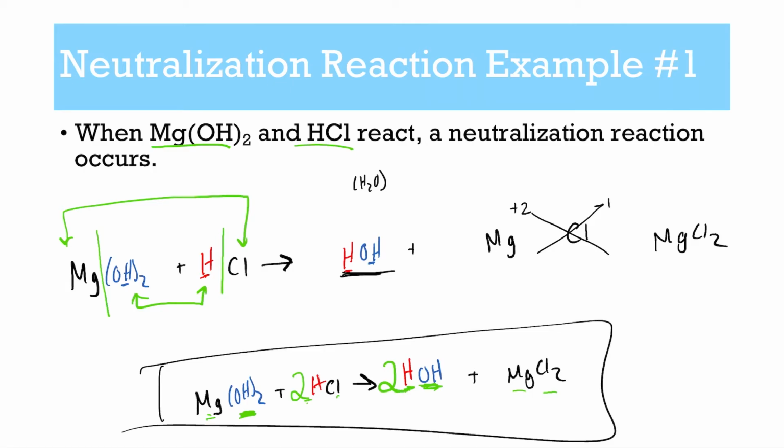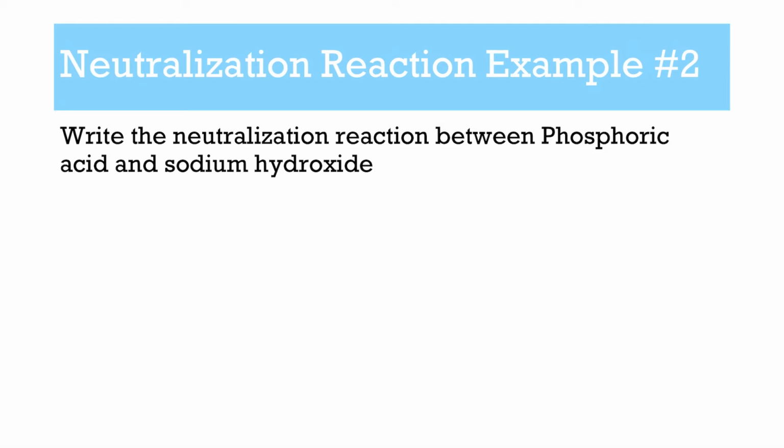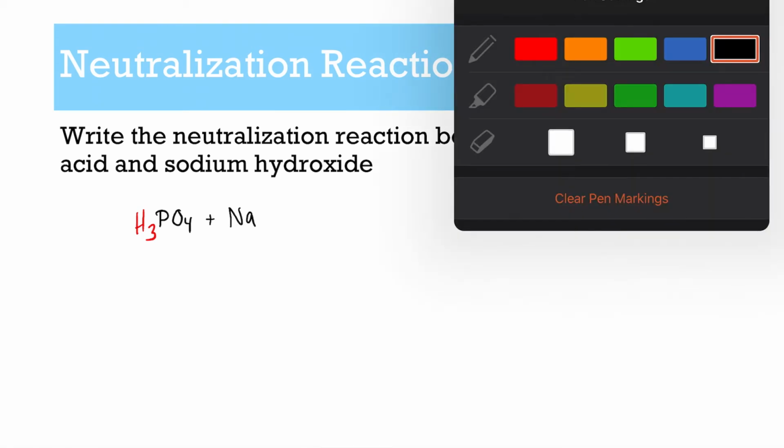So let's do one more together. This one says, write the neutralization reaction between phosphoric acid and sodium hydroxide. Now you might be thinking, how the heck am I supposed to know what these are? Do not panic. That is what table L and table K are for. So phosphoric acid is going to be H3PO4. Again, that comes straight from the reference table, table K and table L. And then we have sodium hydroxide, which is NaOH.